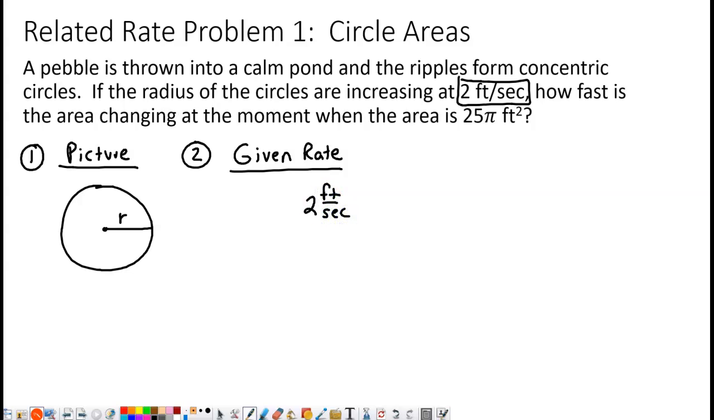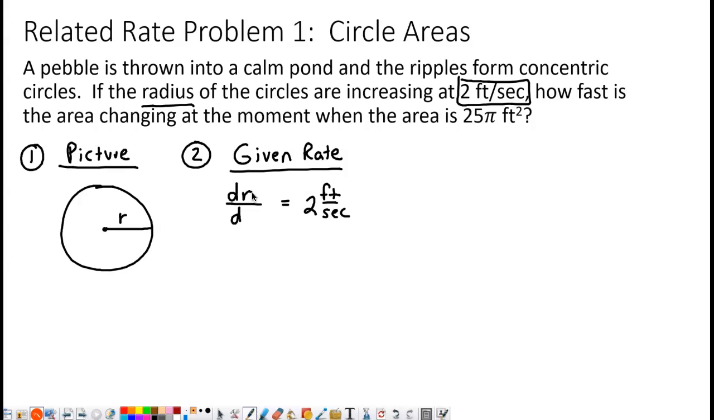But what's important in this step is that you identify that this is a rate where you're taking the derivative of something with respect to something. And it's your job to figure out what those somethings are. Okay? So, what does this represent the derivative of? This represents the derivative, or the rate of change, of the radius. Since 2 feet per second represents how fast the radius is changing, I'm going to put an R there.